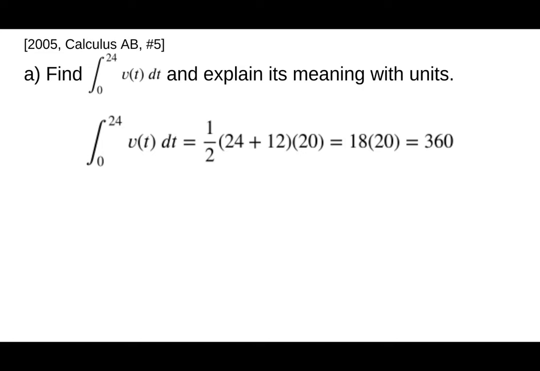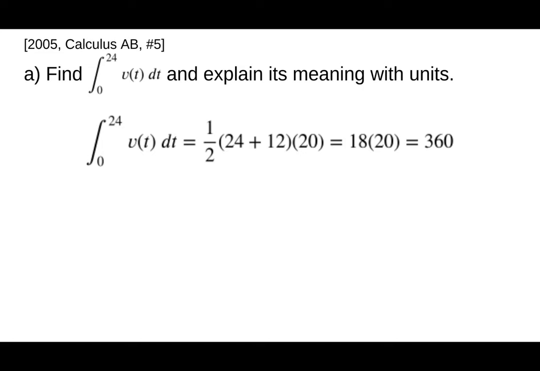That function is a piecewise function. It's defined in terms of 3 line segments. The resulting graph is basically just a trapezoid, so we can find the area of that using just basic geometry formulas. The integral from 0 to 24 of v of t dt is going to be 1/2 the sum of the two bases, which is 24 and 12, times the height, which is 20, and that all comes out to 360.